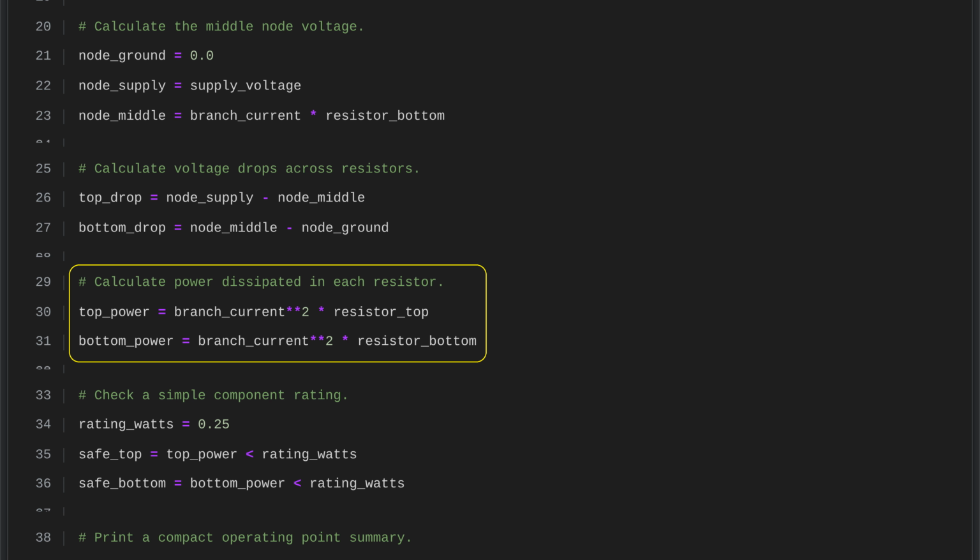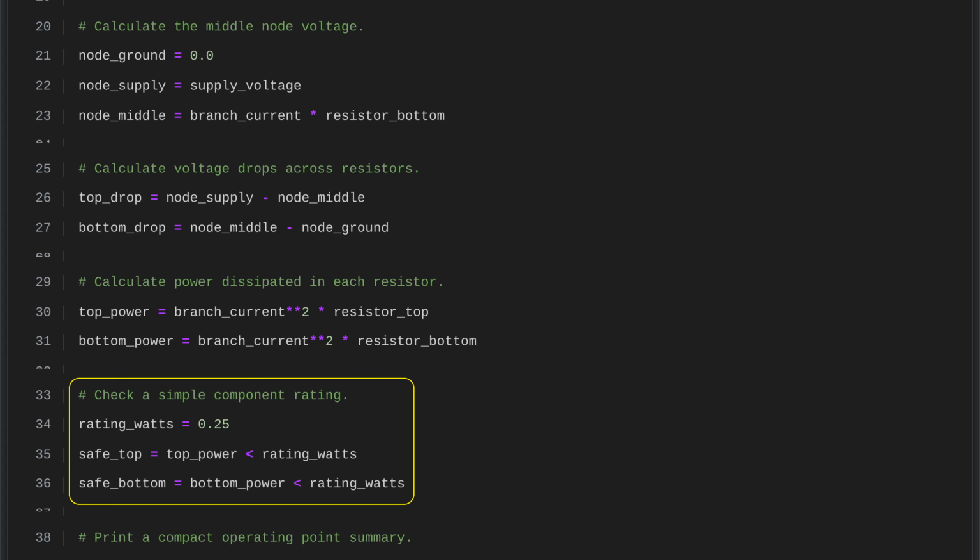To find the power dissipated in each resistor, square the branch current and multiply that value by the resistance of each resistor. This uses the power relationship, current squared times resistance, applied separately to the top and bottom resistors. The resistor power rating is set to 0.25 watts, which is the safe dissipation limit. The calculated power for both the top and bottom resistors is compared with this limit to determine whether each one is operating safely. These checks help confirm that neither resistor exceeds its rated power and risks damage.